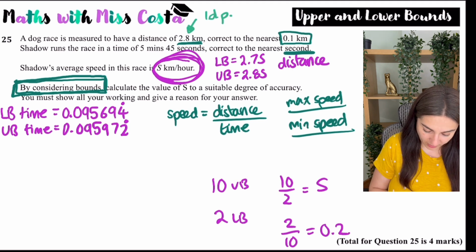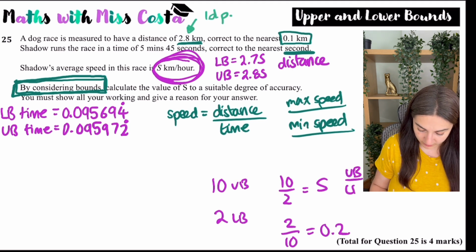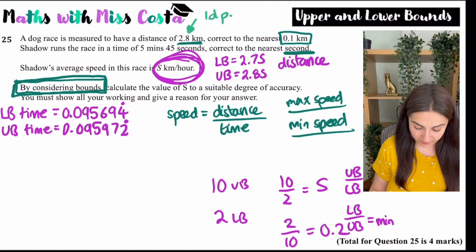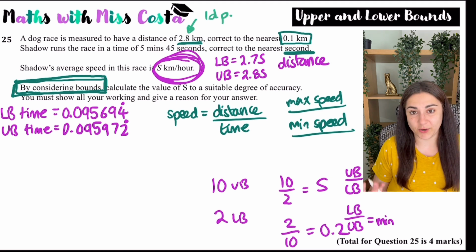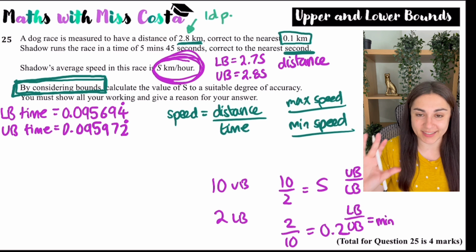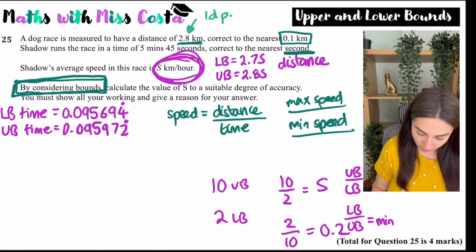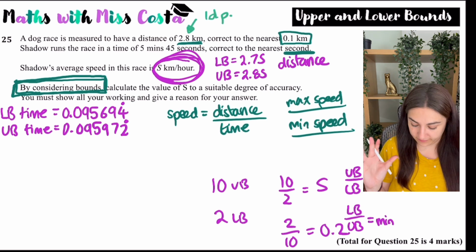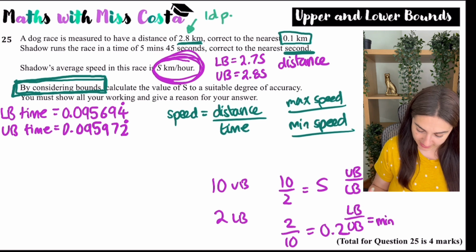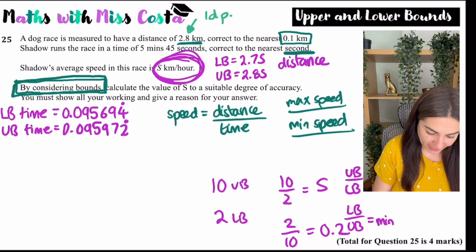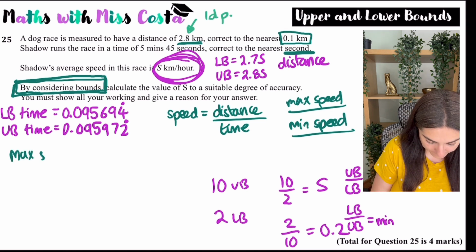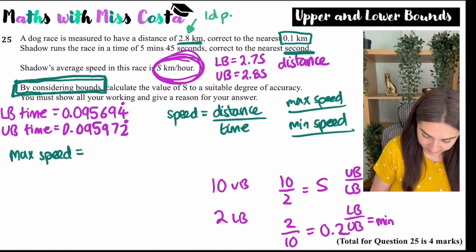So when I do upper bound over lower bound, that gives me the max value. And when I do lower bound over upper bound, that gives me the minimum value. You can use that shortcut if you already know these two. If not, then just do all four options and you'll get something. So let's do that. To work out the max speed, I'm going to do upper bound divided by lower bound.